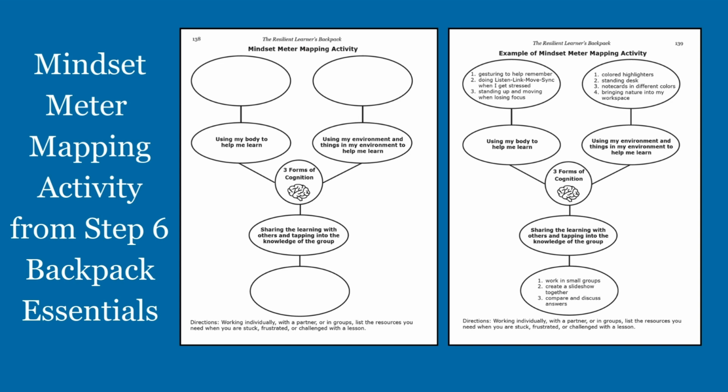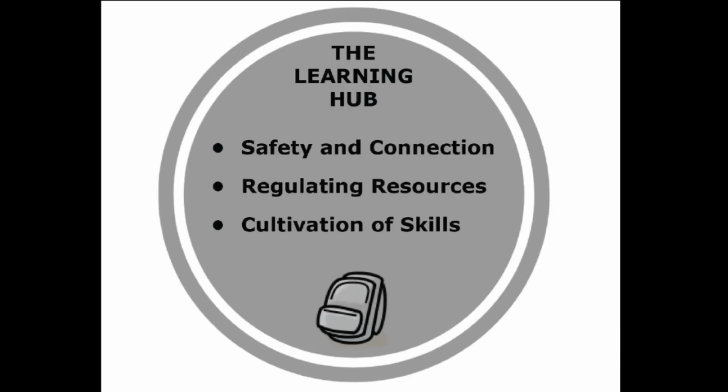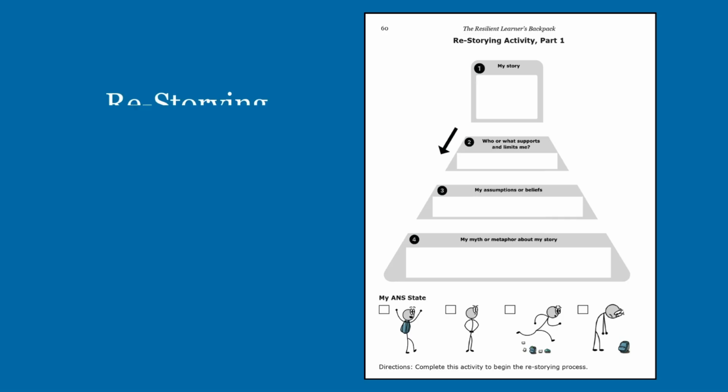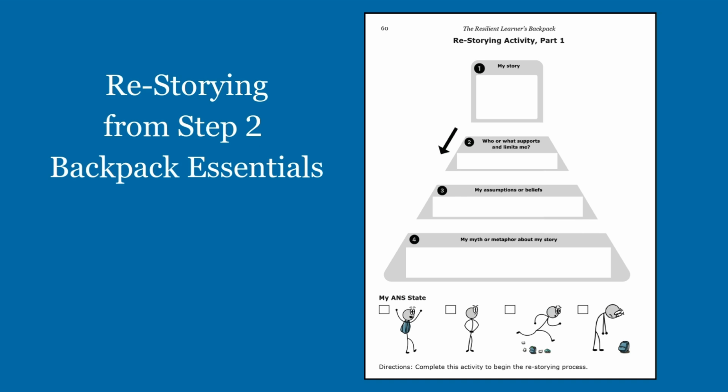They need to be shown how to access regulating resources and taught skills needed to be successful. When students have access to the Learning Hub resources and the CLA process, their mindsets evolve into a growth mindset. They move forward on their learning paths.